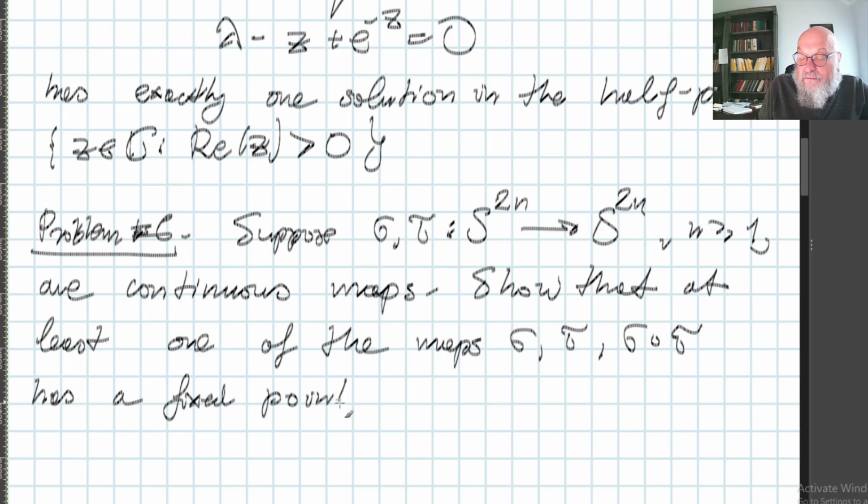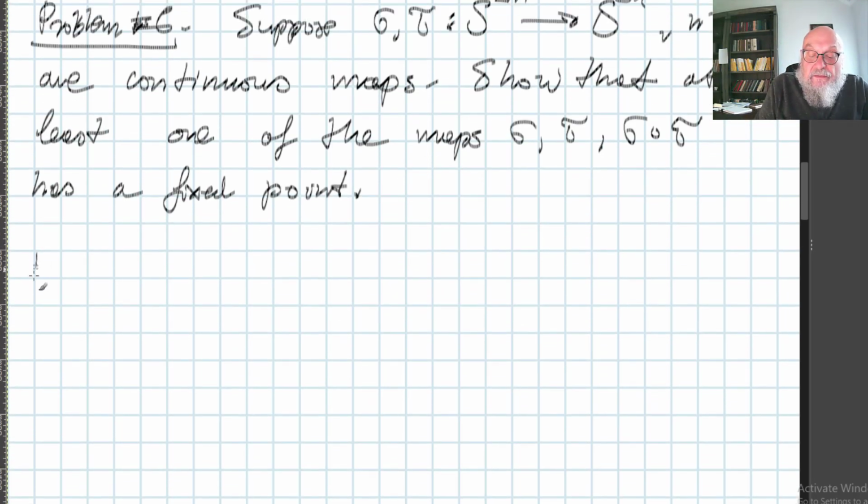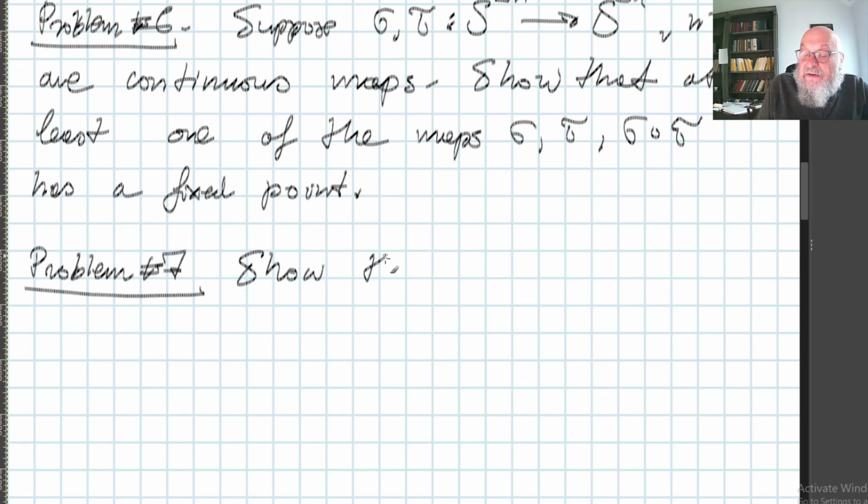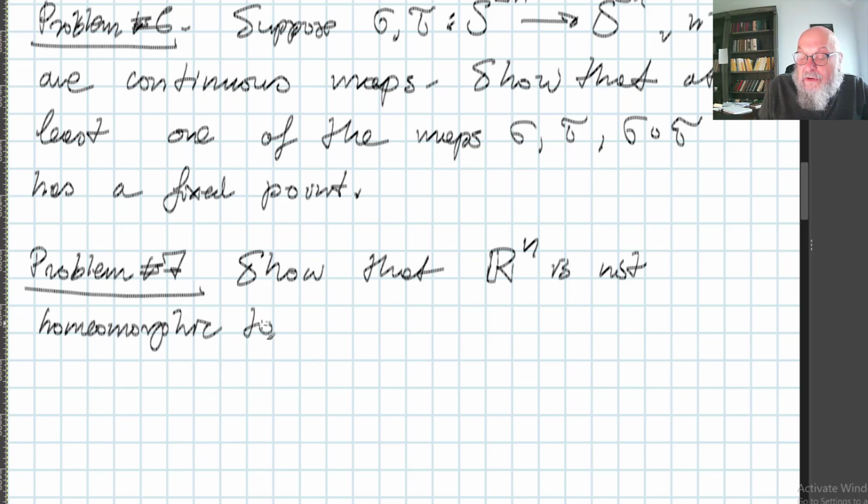And finally, the last one. Show that Rn is not homeomorphic to Rm for n different from m.